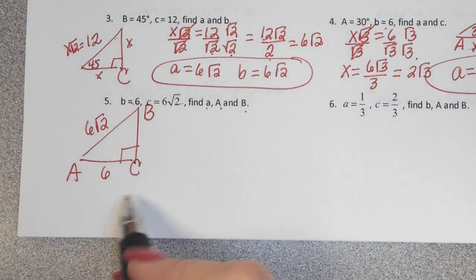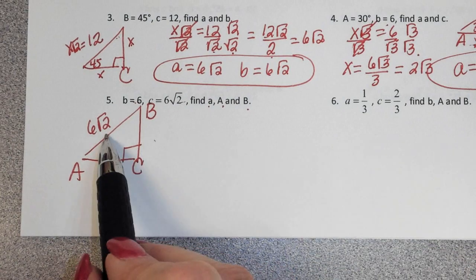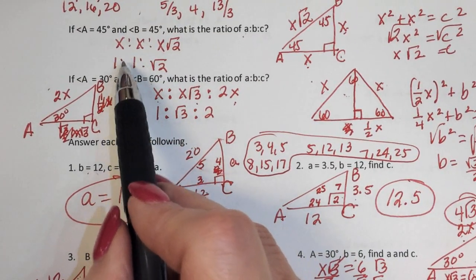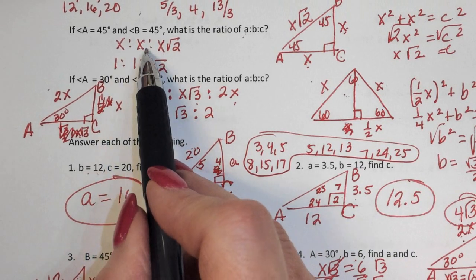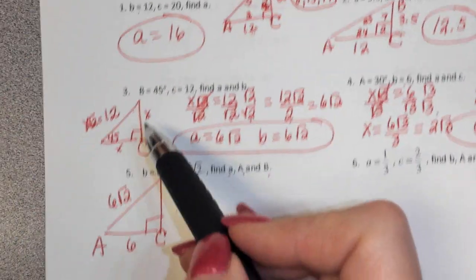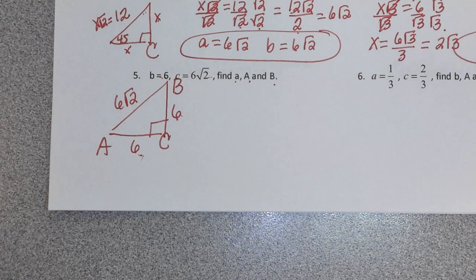All right, guys, look at the pattern. 6, blank, 6 radical 2. Well, look which one follows that pattern. 6, blank, 6 radical 2. Well, what's the blank have to be? Just x. This was x, right? So this is going to have to be 6.